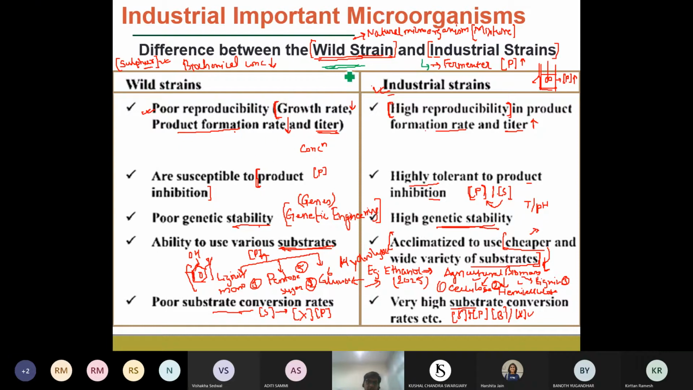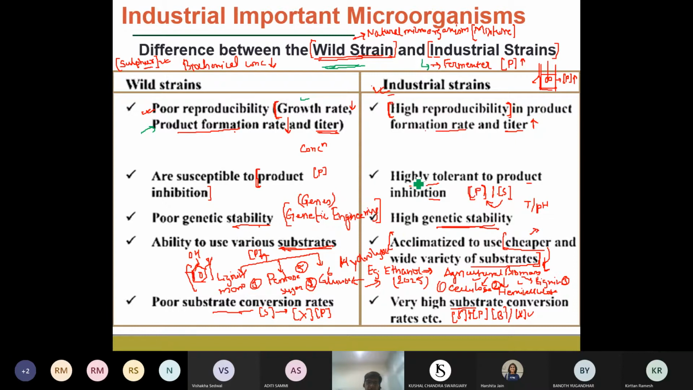Because the wild strain has several disadvantages: it has a lower growth rate, lower product formation, and lower concentration of your desired product. Along with the particular product, it will produce a mixture of other byproducts. That is undesirable because those byproducts need additional steps for their removal. However, in the industrial strain, we modify them so that they have a high growth rate, a higher product formation rate, and a higher concentration of the final product. These are the advantages of the industrial strain, and they are also genetically very stable.